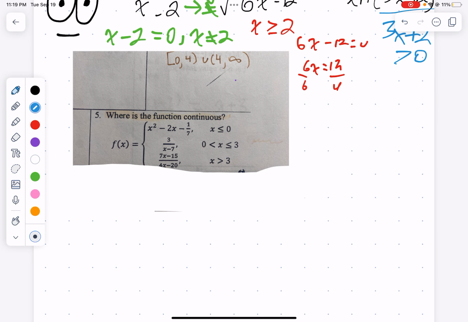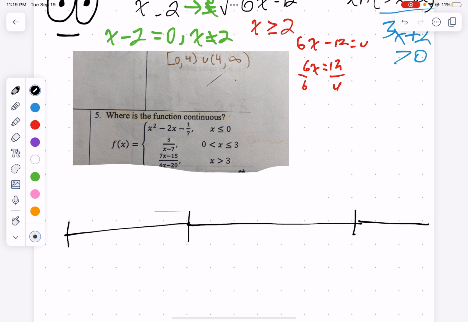All right. So where is this function continuous? We're going to do a little practice problem over here. One thing I recommend you do with these kinds of problems is go ahead and draw yourself a little number line. I know it helps me a lot, something that my lovely teacher taught me. So I'm going to draw us a little number line here that's going to represent this function we have. So we have our numbers 0, 3.